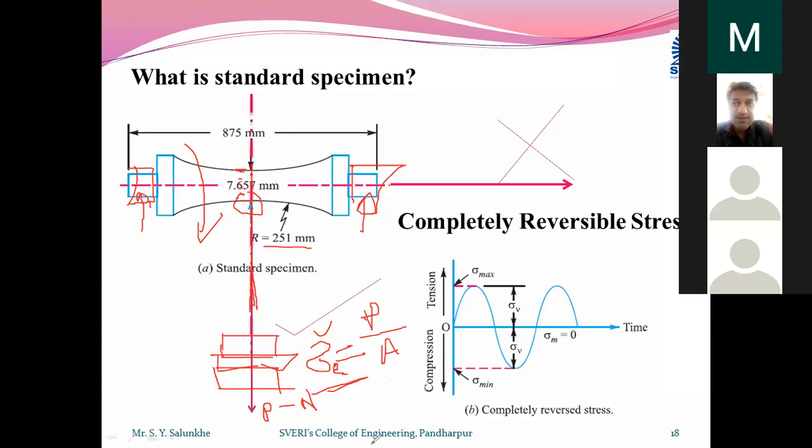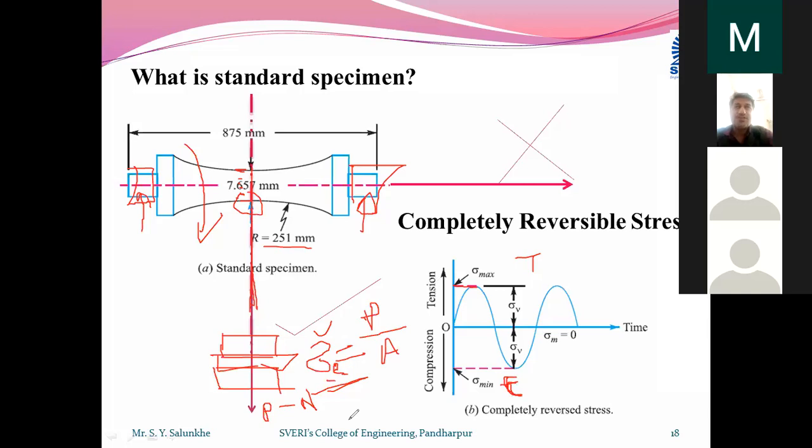Are you getting me? The value of the stress which will be generated, that is the maximum stress in tensile direction and the maximum stress in compression direction, that value you are going to denote as the endurance limit.